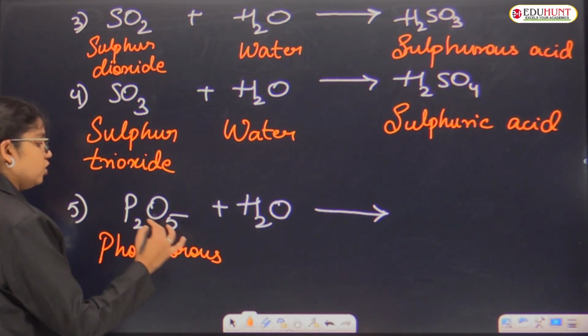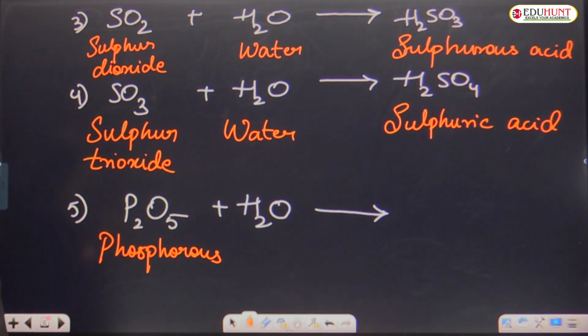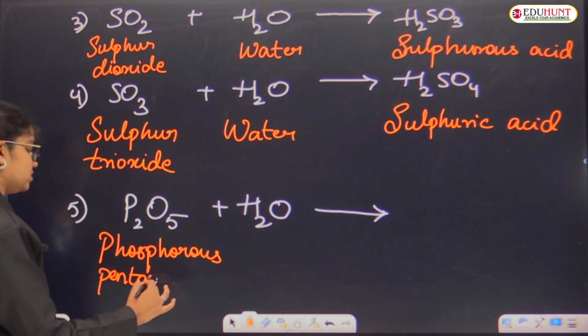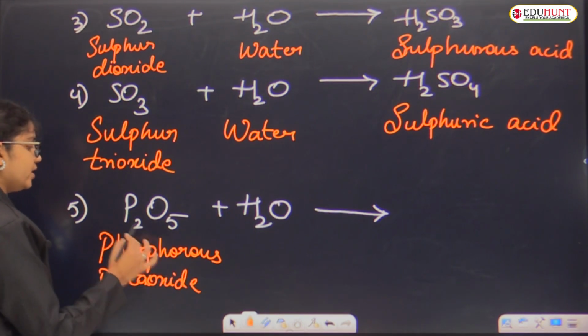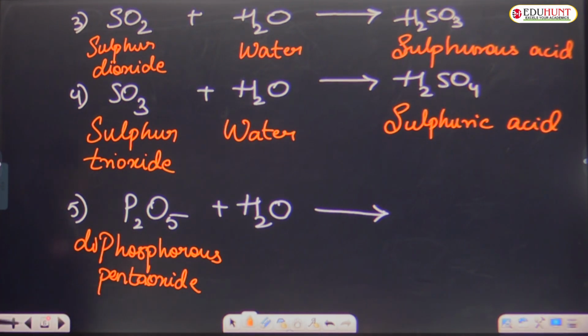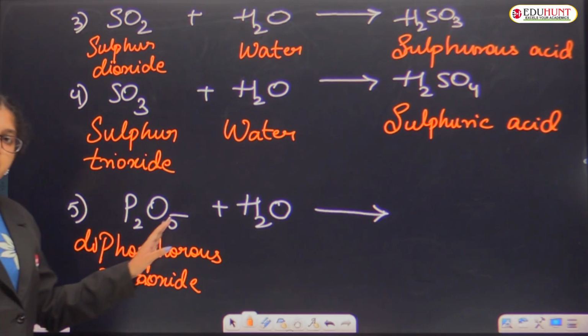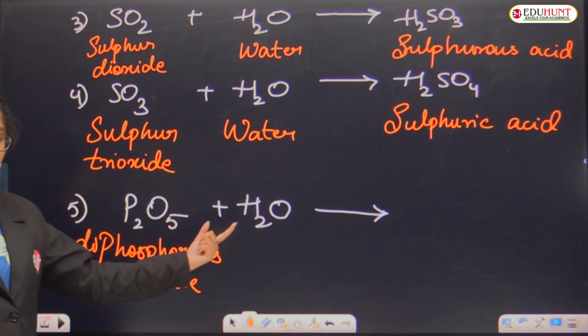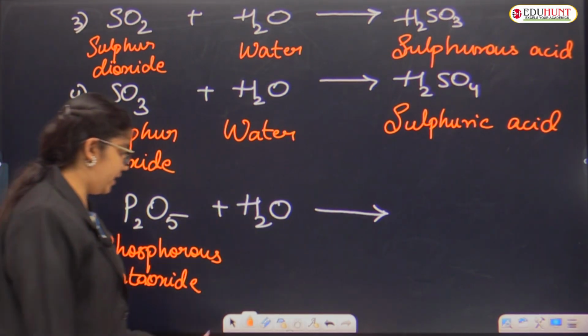O5. What is O5? 5 means penta. Oxide. Okay, pentoxide. You can write diphosphorus also because it is P2, no, diphosphorus pentoxide. So you can write. Now, if I react P2O5, phosphorus pentoxide, with water molecule, what do I get?